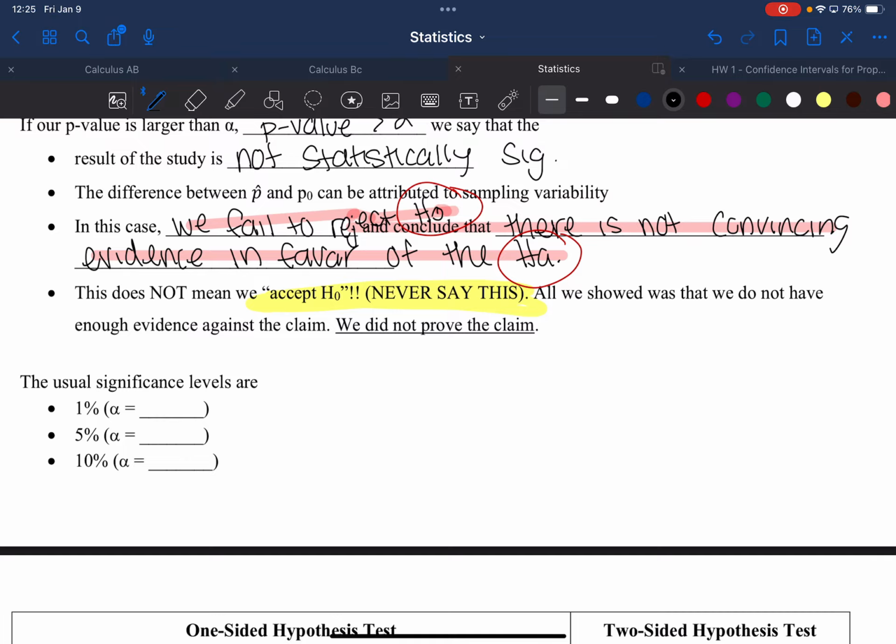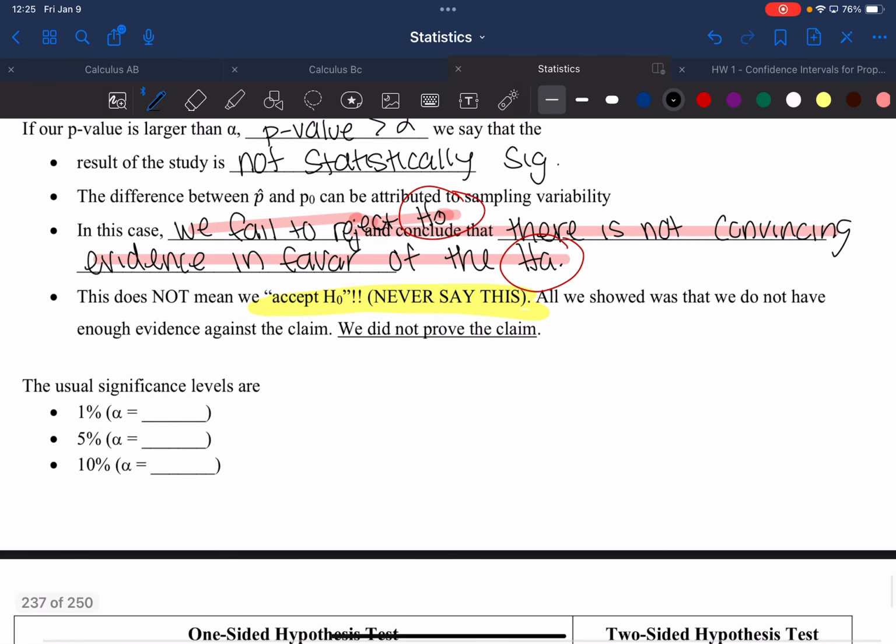So, when we talk about significance levels, or our alphas, we typically look at 1%, 5%, or 10%. And how we would write alpha is just converting those to decimals. So what's 1% as a decimal? 0.01. What's 5% as a decimal? 0.05, that's correct. What about 10% as a decimal? 0.1.